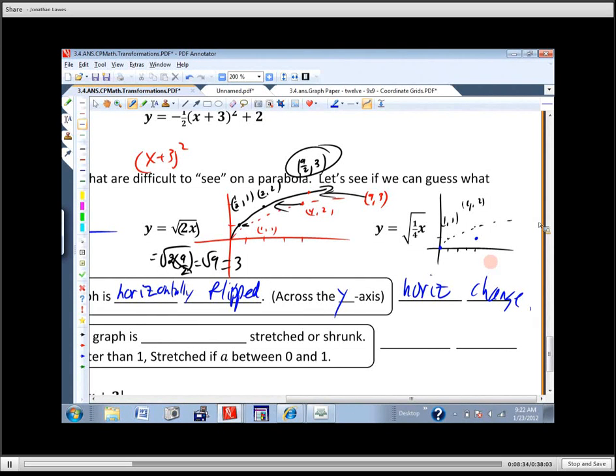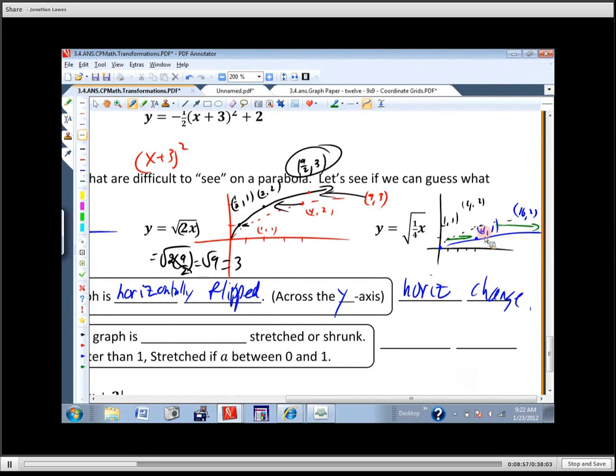16, 2. So it would be way out here at 16, 2, and this was 4, 1. So it looks like this. Okay, notice how it's been horizontally stretched. We took these points and we stretched them way out there. Okay, made them way elongated, if you will. Does that make sense?